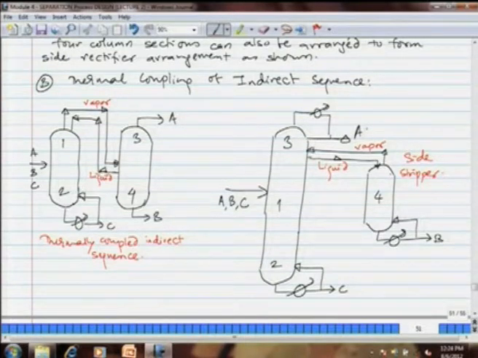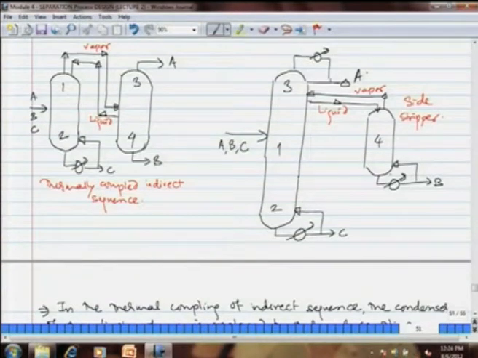a short column which is known as a side stripper besides the main column. Now, the side stripper takes reflux liquid from the main column and then returns vapor to the main column, and here middle product B is taken off as a bottom product. So, this particular arrangement is called a side stripper, because the middle product is taken off as a bottom product. In the previous case, the side rectifier, the middle product was taken off as a top product.